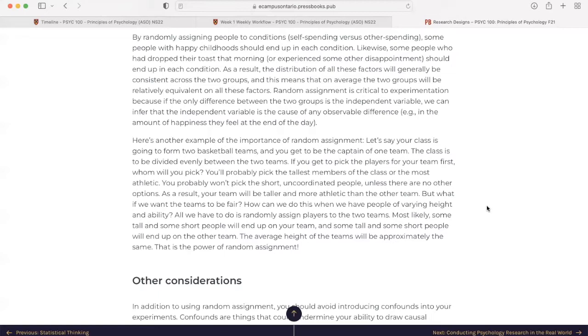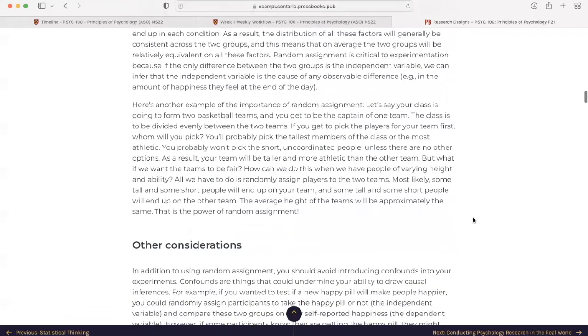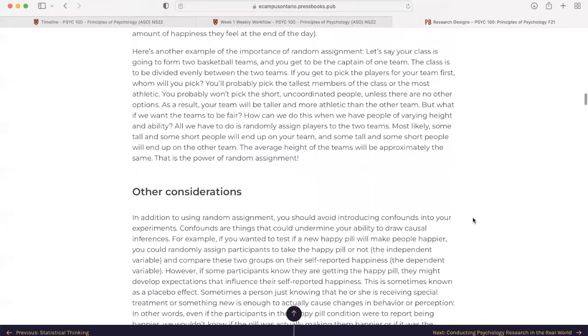But what if we want the teams to be fair? How can we do this when we have people of varying height and ability? All we have to do is randomly assign players to the two teams. Most likely, some tall and some short people will end up on your team, and some tall and some short people will end up on the other team. The average height of the teams will be approximately the same. That is the power of random assignment.